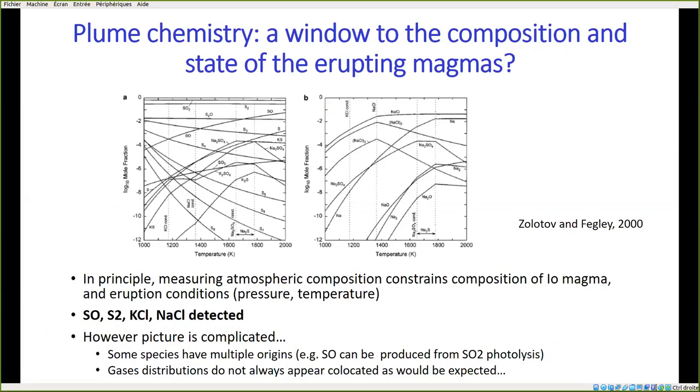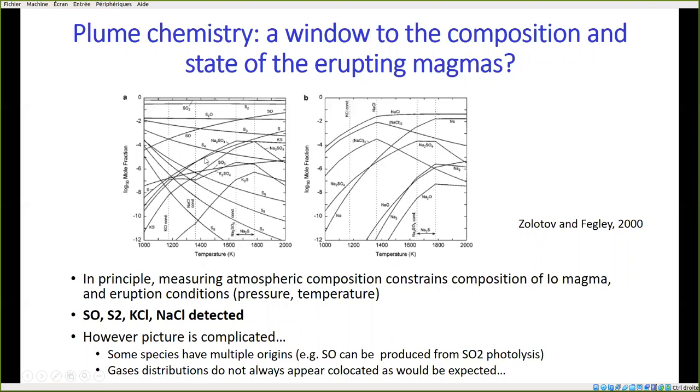Io's atmosphere, however, is not only SO2. There have been models of plume chemistry, and these models try to predict the composition of the plume as a function of the chemical composition of the erupting lava and as a function of the physical conditions in the eruption. So in principle, measuring Io's atmospheric composition provides a window into the conditions in the erupting magma. These are model predictions from thermochemical equilibrium models.